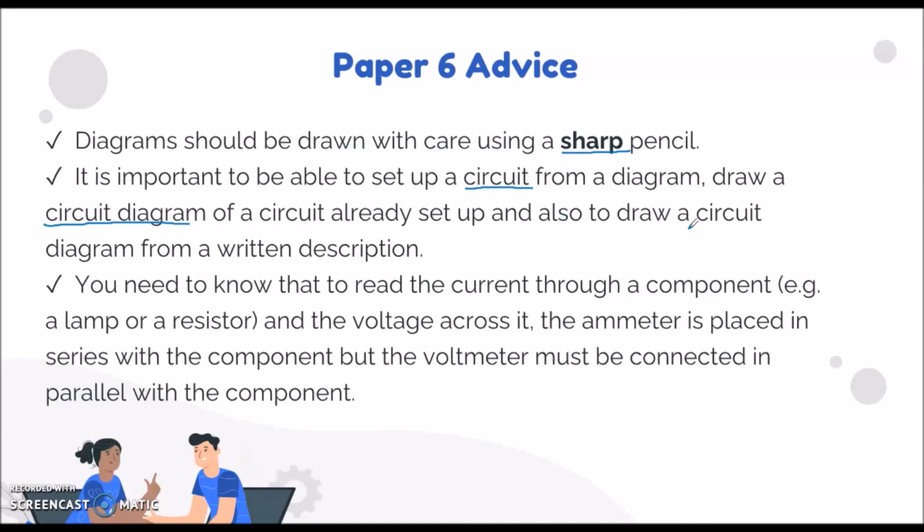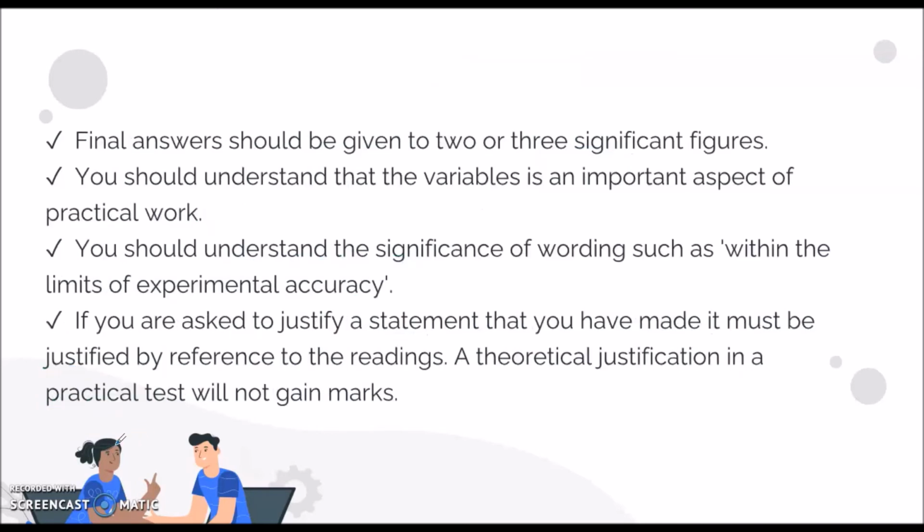And also to draw a circuit diagram from a written description. If the question just writes a description, we should be able to draw a circuit diagram together with the components. Number 3, you need to know how to read the current through a component, for example a lamp or resistor, and the voltage across it. The ammeter is placed in series with the component, but the voltmeter must be connected in parallel. You should know this already: ammeter in series and voltmeter in parallel.